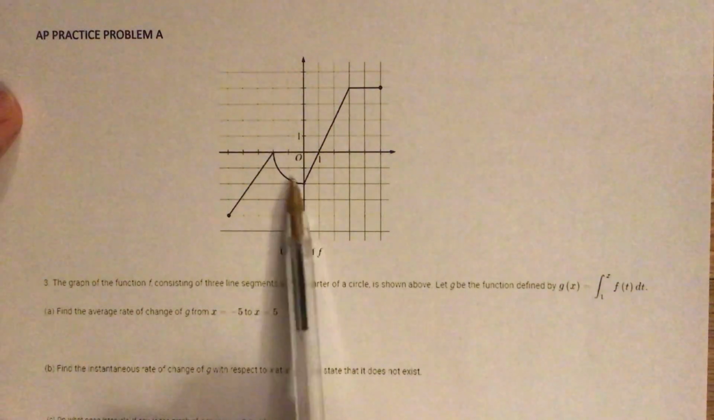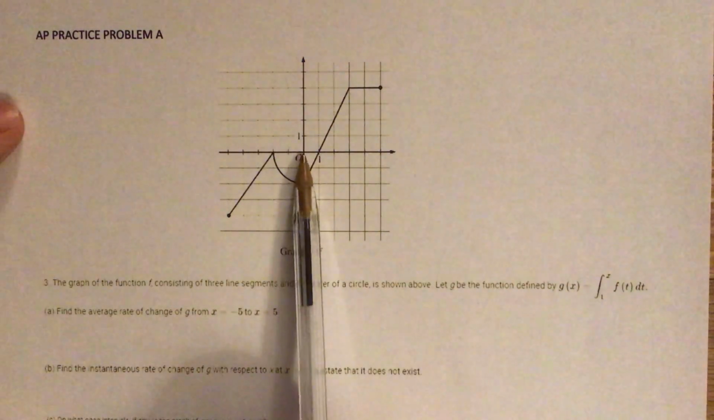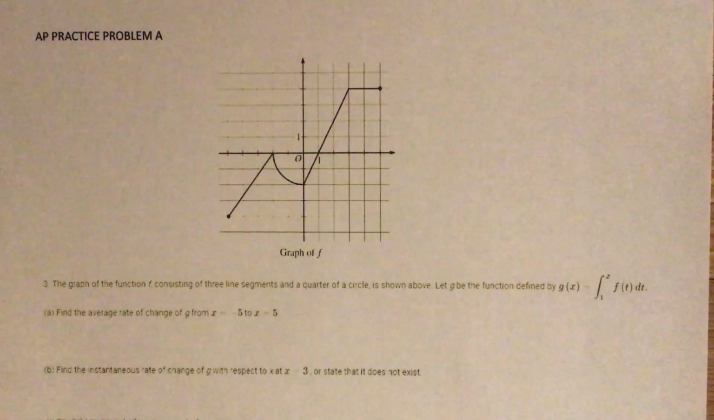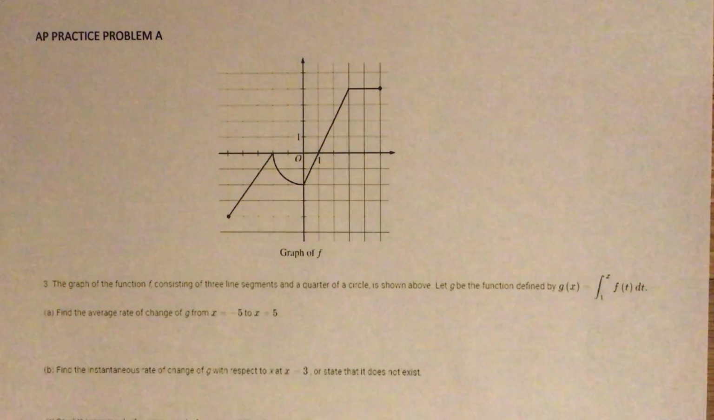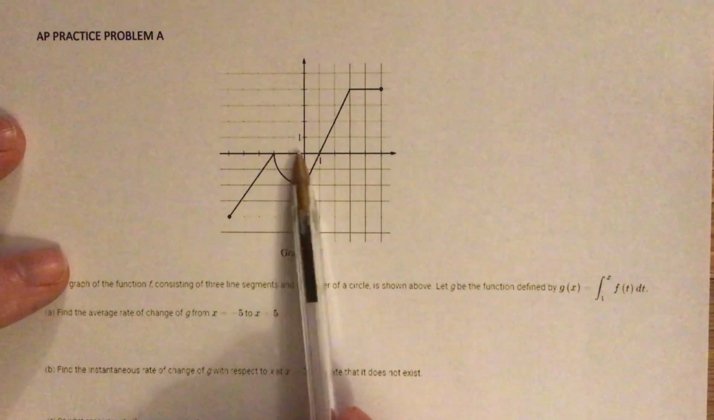And then this is a quarter circle, so we need to find its area. The area of a circle is pi r squared. The full circle, since it has a radius of 2, if this were an entire circle, pi r squared would give us 4 pi.